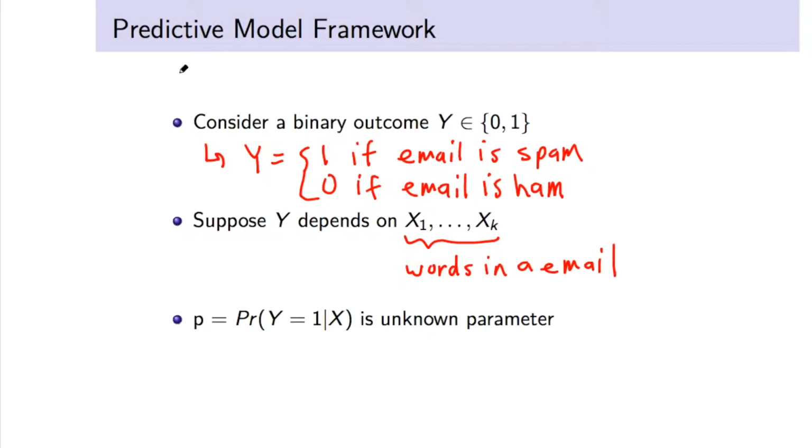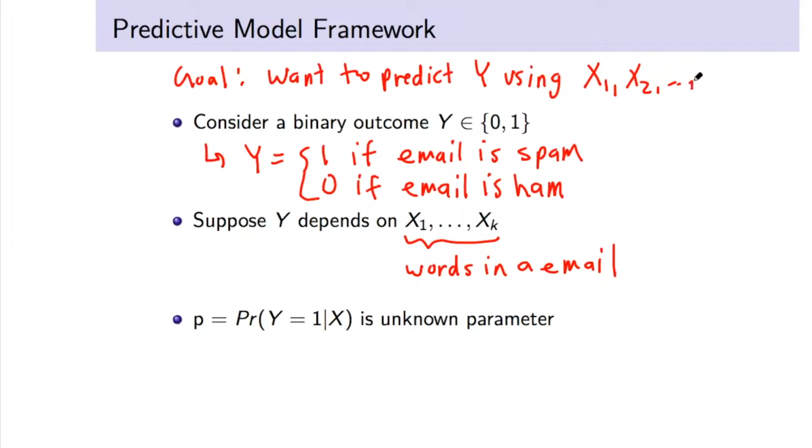So our goal with predictive modeling is that we want to predict y using the features of the item. So using x1, x2, all the way up till xk if we have k features. In the case of spam detection, we want to predict if an email is spam given the contents of the email. We can imagine that certain words are going to be predictive of spam emails, such as money, free, win, and so on.